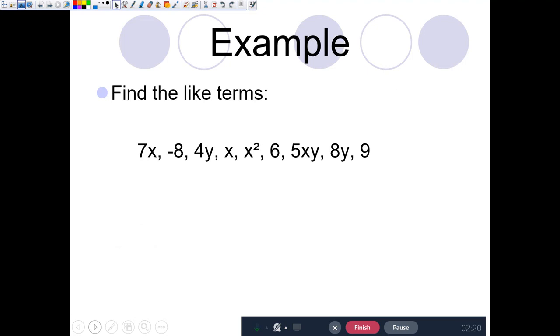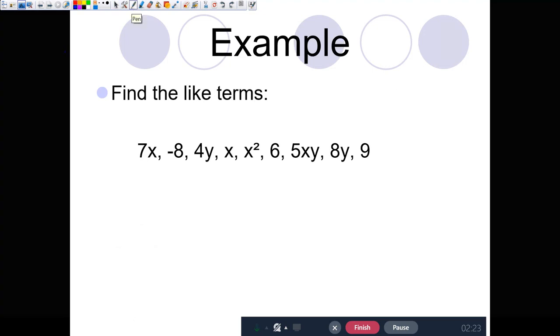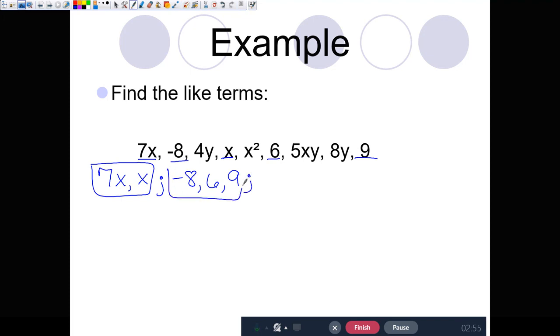So we need to find the like terms. Okay, so I have 7x. What value is a like term with 7x? Kelsey? X. Okay, are there any others? No. All right. So those are like terms. What about with 8? Or negative 8, I'm sorry. 6. And 9. Okay? Those are all like terms.